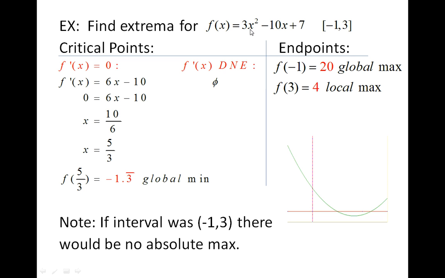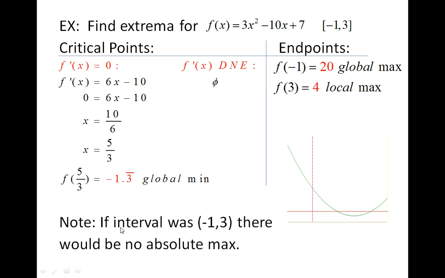This is just a nice parabola. There isn't going to be anywhere that the derivative doesn't exist, so I don't have to worry about that. But over here, the place where the derivative is 0, I take the derivative, set it to 0, I get 5/3. And sure enough, over here, that looks pretty reasonable, 5/3. And so 5/3 is my critical point. If I plug 5/3 into my function, I get a y-coordinate of -1.3, and that would be my minimum. It is the lowest point on the entire thing, which is the global minimum, not just local.